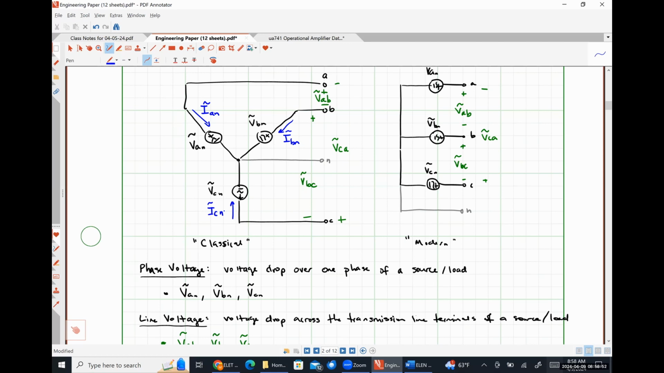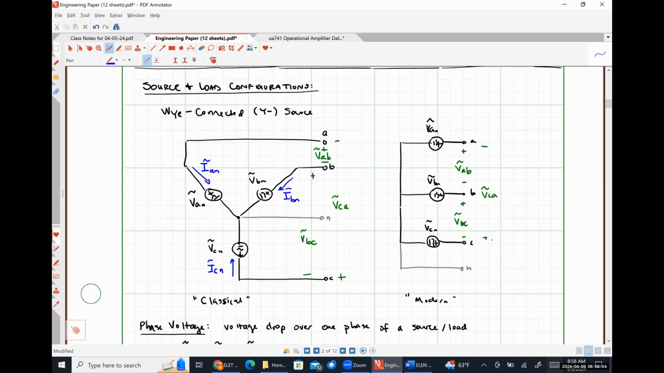Okay. So representing these phase currents on my modern diagram, we would have IAN, IBN, and ICN, like so.